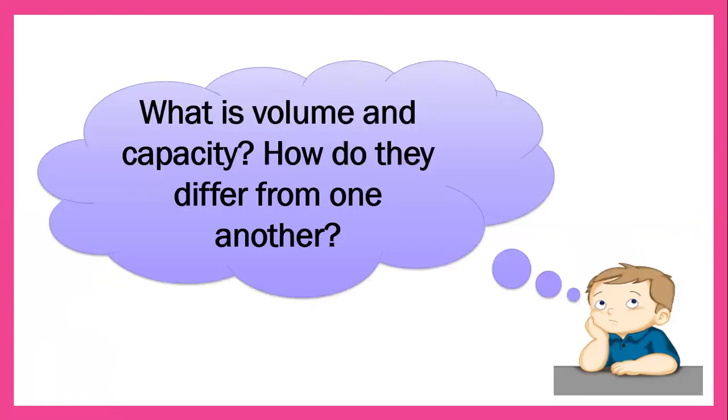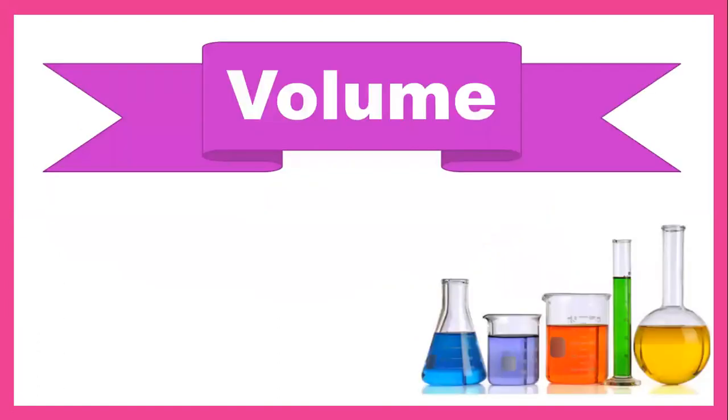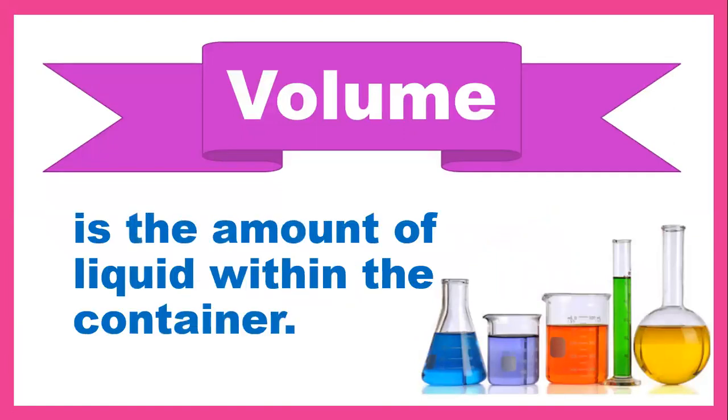What is volume and capacity? How do they differ from one another? Let us now find out. Volume is the amount of liquid within the container. As you can see, there is liquid inside this container, and the amount of this liquid refers to what we call volume.